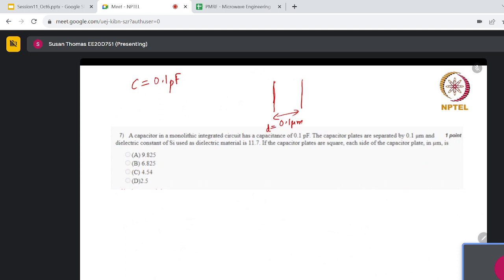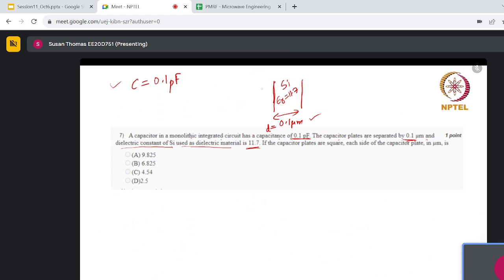And what is the material used as the dielectric? That is silicon. Read the question: a capacitor in a monolithic integrated circuit has a capacitance of 0.1 picofarad. The capacitor plates are separated by 0.1 micrometer, and the dielectric constant of silicon used as dielectric material is 11.7. So epsilon r is 11.7. That is the dielectric used between the two plates. So silicon is the dielectric.